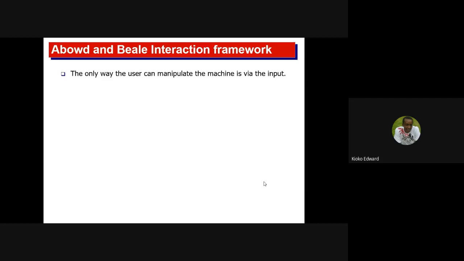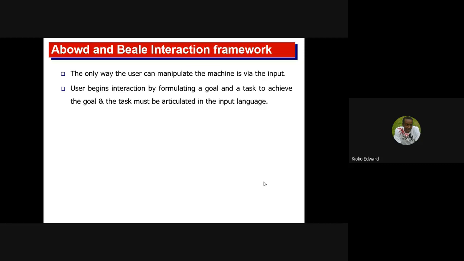So we can just explain in detail before we actually finish this chapter on interaction. The only way the user can manipulate the system is via the input, and that input will be the interface. This usually begins by the user formulating what goal they want to achieve with the system. Maybe I want to search for a certain student within the system. I want to find a certain product from eBay. I want to find a certain product from Jumia. That's your goal. And after formulating the goal and the task, that will be articulated in what we call the input language, because the only way the user can manipulate the system is via the input.